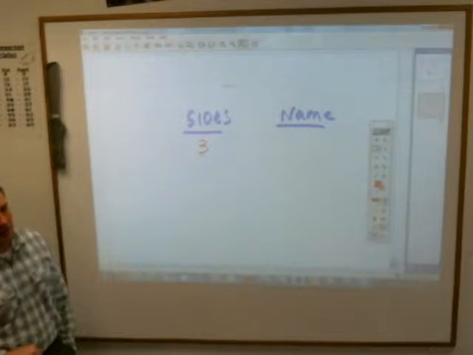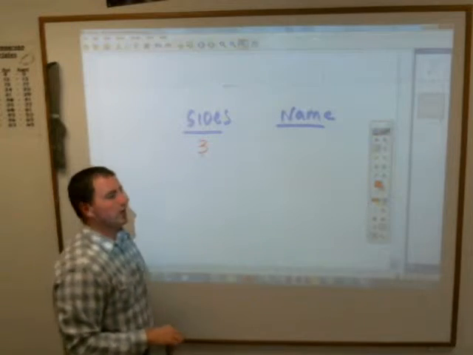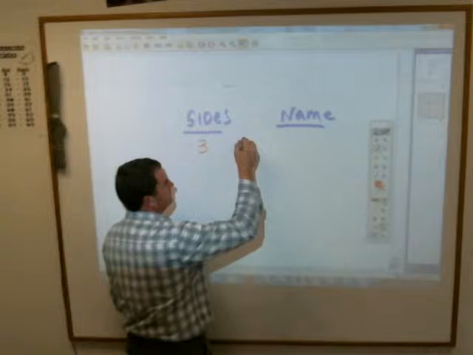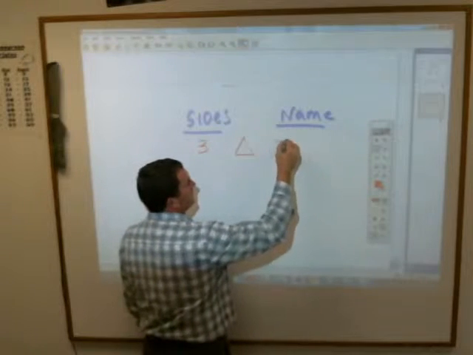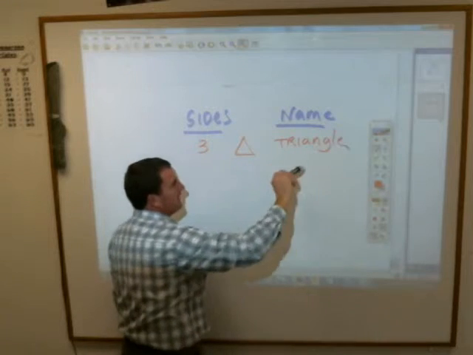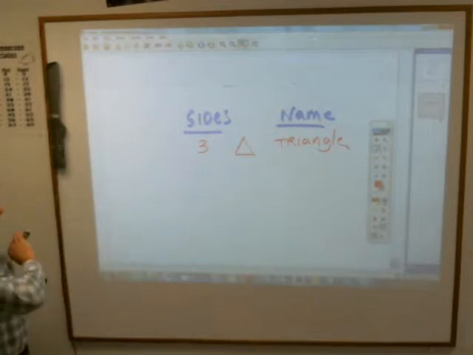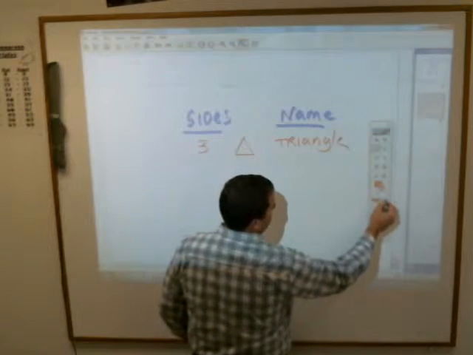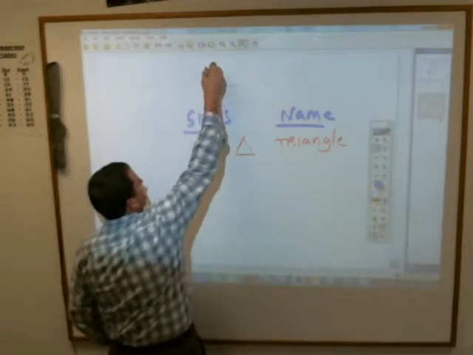A three-sided shape would be called a what, Jacob? Let me give you an example. Yeah, a triangle. And when we get to it, there's many different types of triangles, but for now, we're just talking about what a polygon is. Write that up here so we can make sure these are polygons.